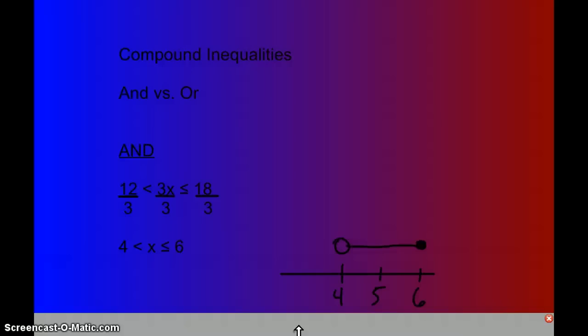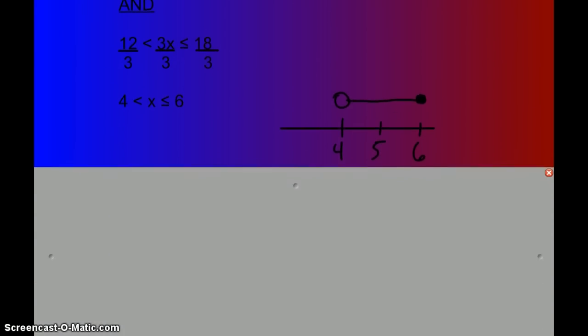So when we go to graph that, we're saying x has got to be larger than 4, so we have an open circle at 4, and x has to be smaller than or equal to 6, so we do a closed circle at 6, and we connect the dots, graphing the area in between, because that's what an and situation is usually referring to, the concept of in between.